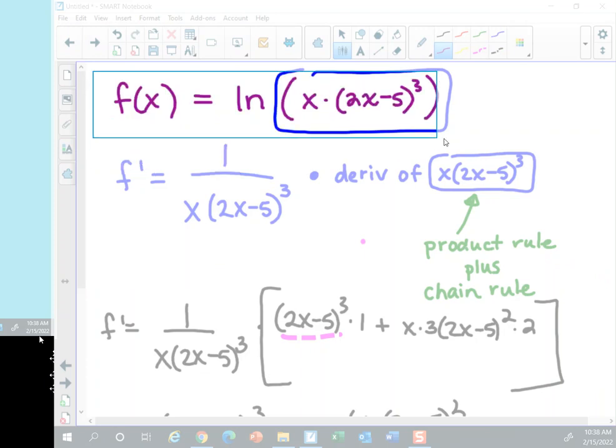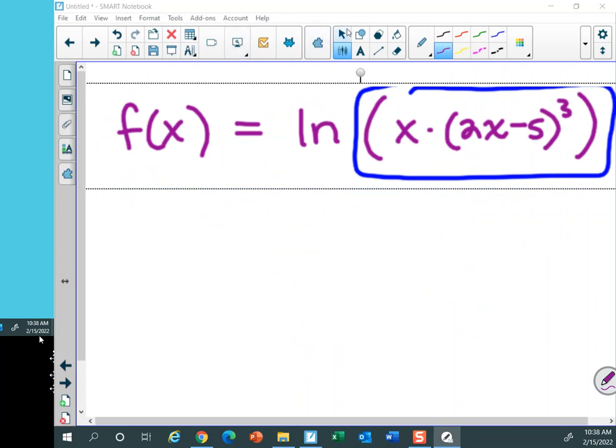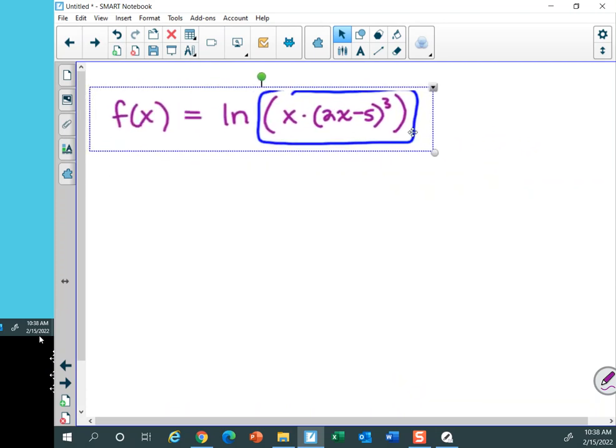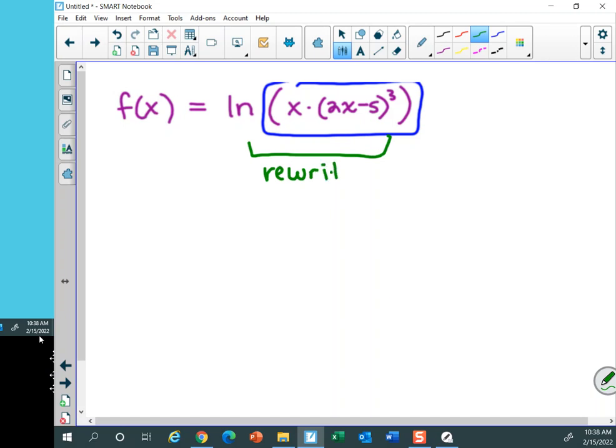I'm going to grab it on the next page. Okay, oops. Okay. Let's go with plan B. Plan B says, I'm going to rewrite this thing using some log properties. I'm going to expand this out to a lot of little logs instead of the log of one big scary thing.